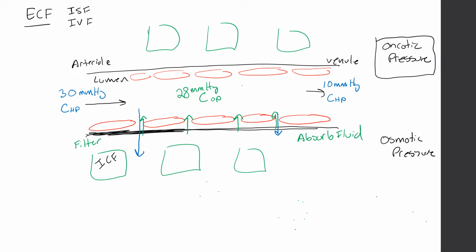So let me pick another different color here. I'll use purple. So in the interstitial fluid, again, that's the fluid out here surrounding the cells, there's also a hydrostatic and there is also an oncotic pressure. The oncotic pressure is exerted by proteins that reside in the interstitial fluid that have been produced by the cells. These have not been filtered out of the blood. And on average, that's going to be 8 millimeters of mercury. All right, we call this the interstitial oncotic pressure.